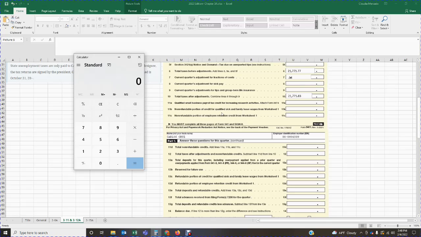This did not apply, that did not apply, that did not apply. Okay, so total non-refundable credits, that did not apply. Total tax after adjustments and refundable credits. Okay, so here we have to add those. So we're going to subtract line 11D from line 10. 11D doesn't have anything, so we're going to look at line 10, and it's 21,771.83. So we're going to bring that over.